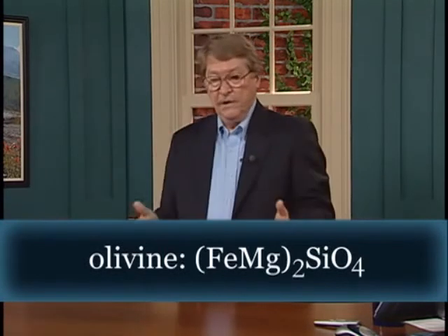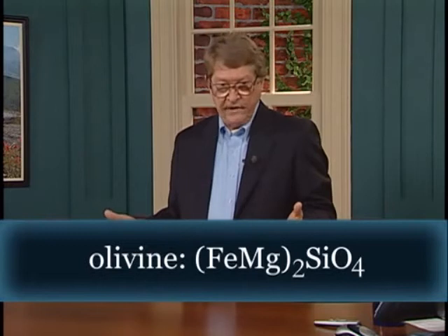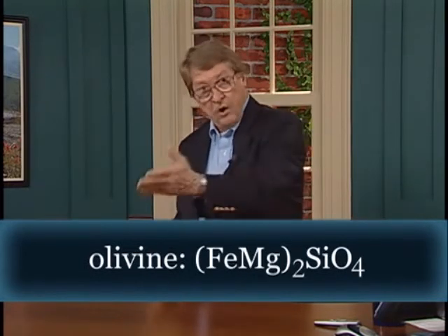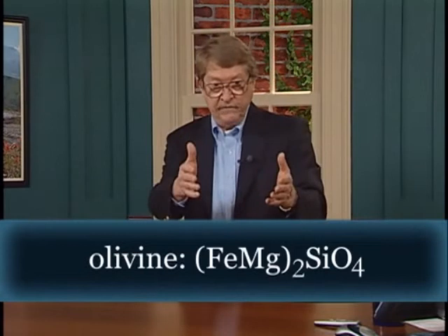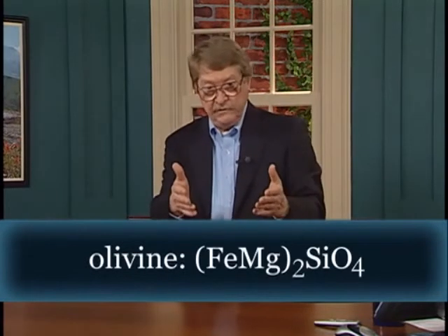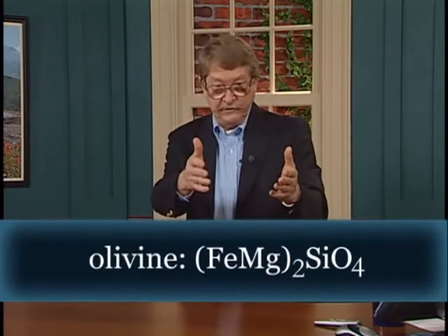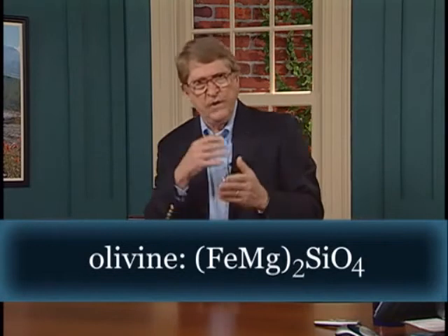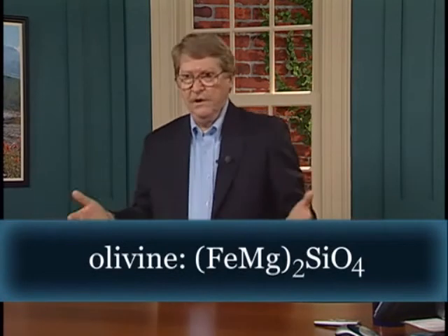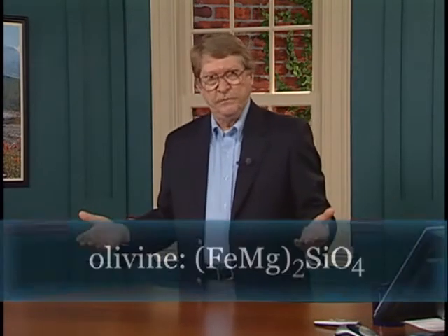What does that say? That's a chemist's way of saying that you can have iron olivine, you can have magnesium olivine. You can have an olivine that's 50-50 iron and magnesium. You can have one that's 75%, 25% iron and magnesium. In other words, the range of compositions. Well, that's going to affect the physical properties.